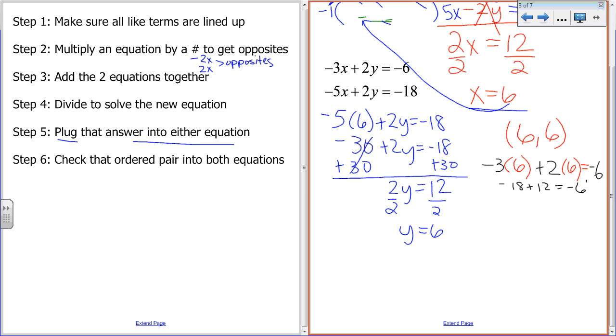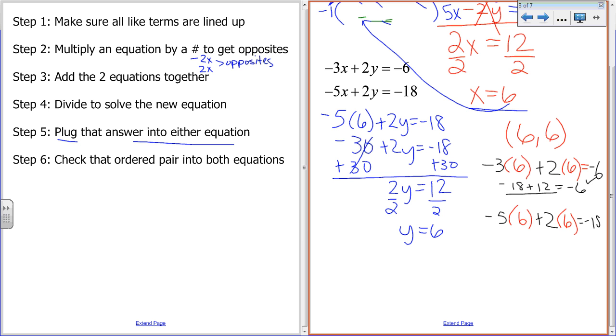That does equal negative 6. We can type that into our calculator, so that looks like a good solution. If we check it in our second one, we're going to have negative 5 times 6, and then we have plus 2 times y. So we have plus 2 times 6. And that equals negative 18.